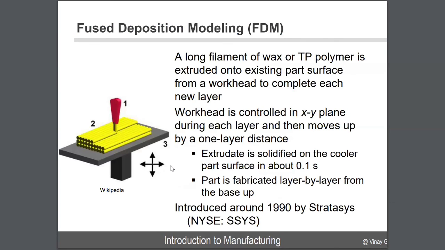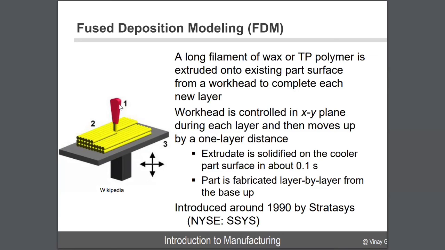Another one that's used quite a bit actually is called the fused deposition modeling. Here, what you're doing is, and it's actually very simple to understand, you're extruding filament of wax or polymer from a plastic polymer onto an existing part surface. And here, what you're doing is you're completing each new layer. The workhead here, number one, is getting controlled by a machine that's connected to the computer, that's connected to the CAD model. And typically, the solidification process occurs in an order of 0.1 seconds, and the part is fabricated on a layer by layer basis.